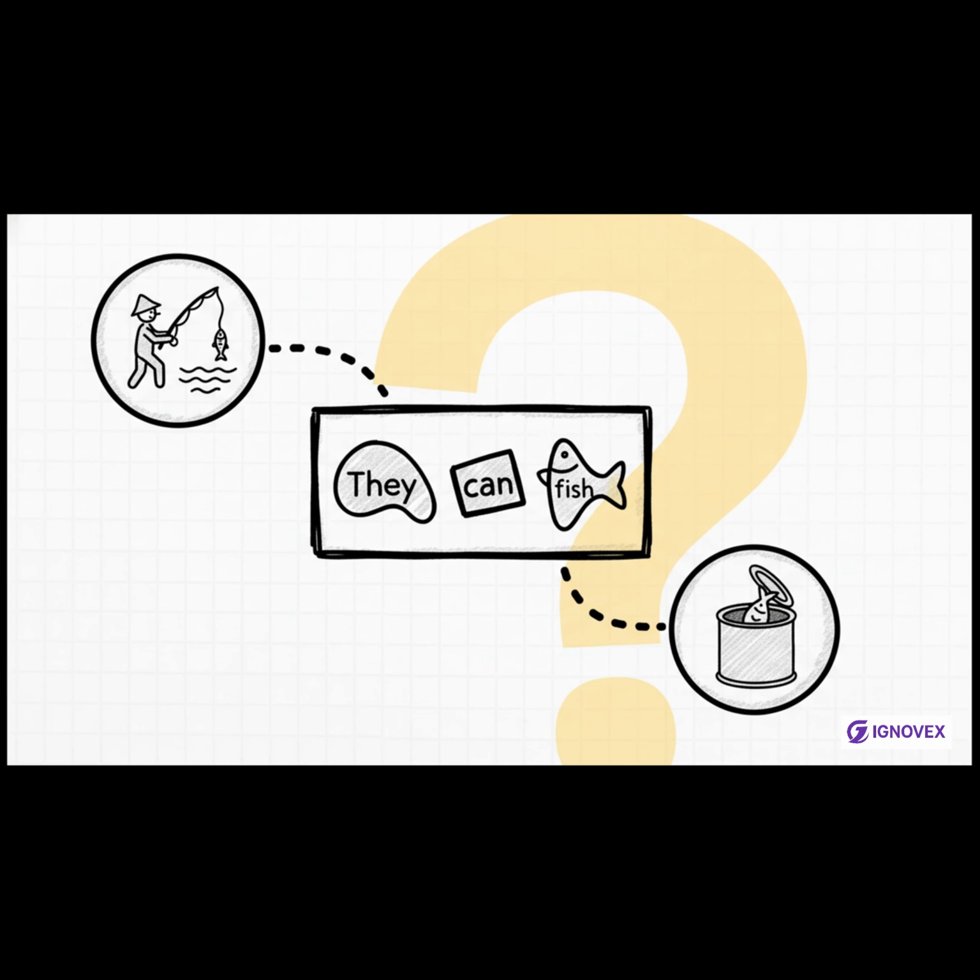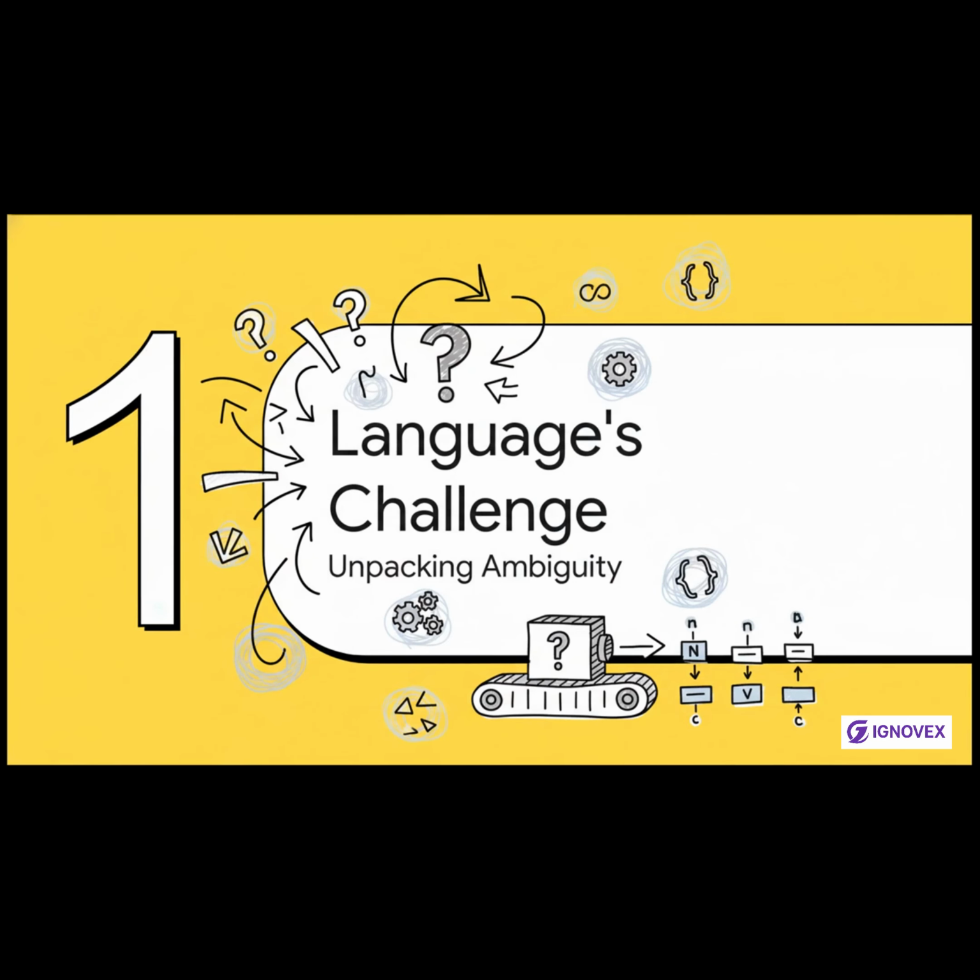Okay, to really get what I'm talking about, check out this tiny little sentence. They can fish. Simple, right? But is it? Is can a verb, like they are able to fish? Or is it a noun, like they're putting fish into a metal can? And what about fish? Is that the action of fishing, a verb, or the animal, a noun? See? That confusion, that ambiguity, that's the core of the whole problem. So yeah, that ambiguity, that's really the hidden challenge in all of language. A simple sentence like that one just pulls back the curtain on how complex this all is.